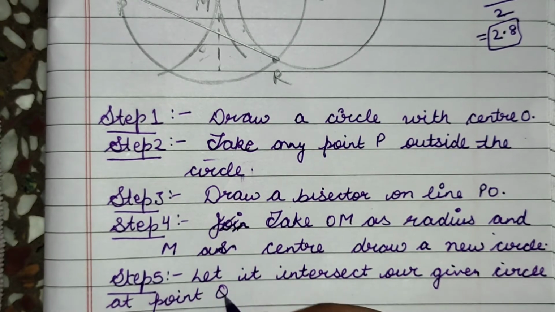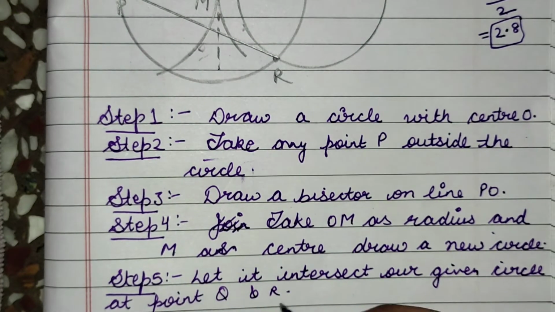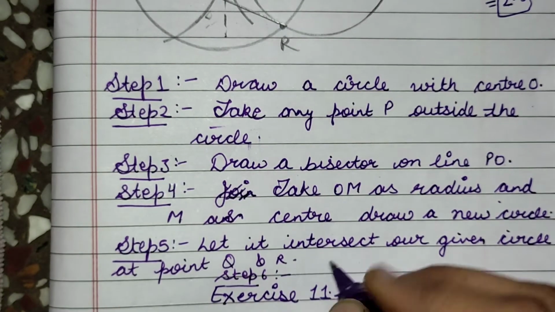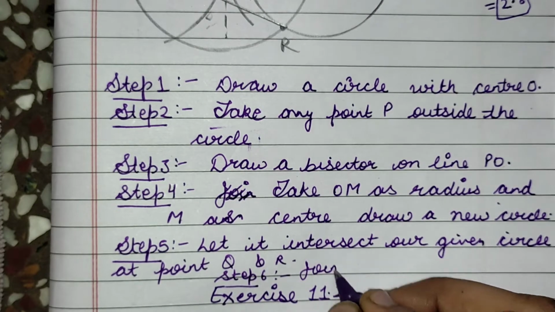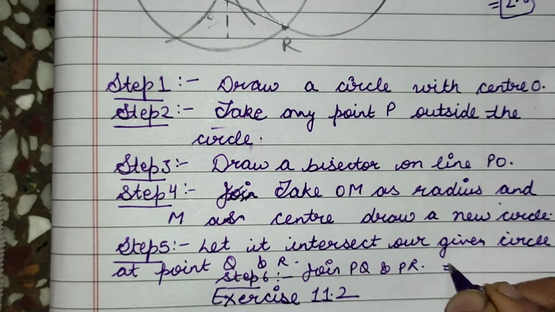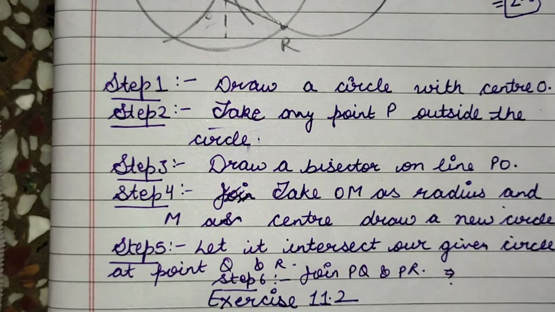At points Q and R. Okay. So the last step, step number 6, was what? Step number 6 was that we join PQ and PR, which are our required tangents.